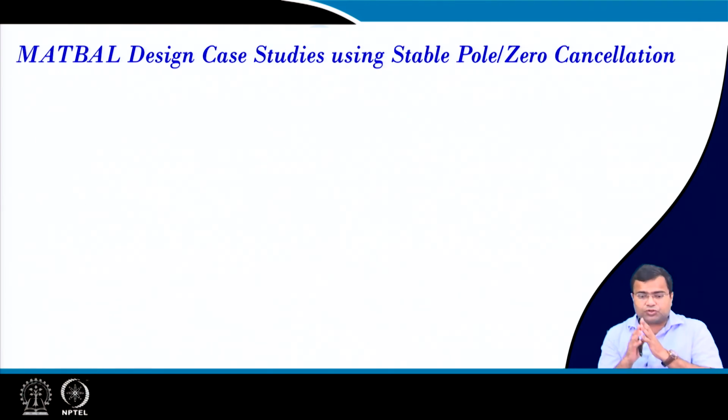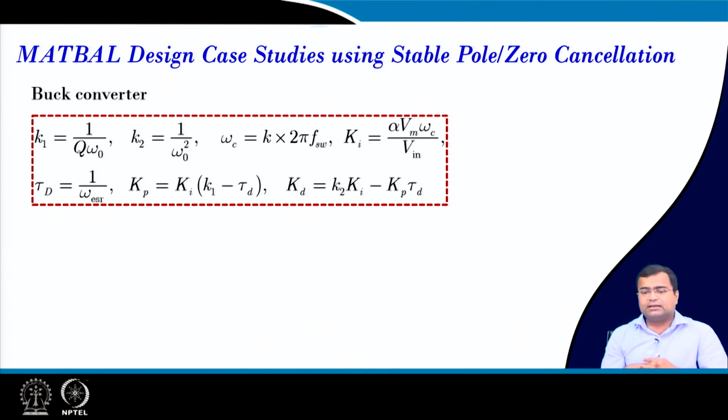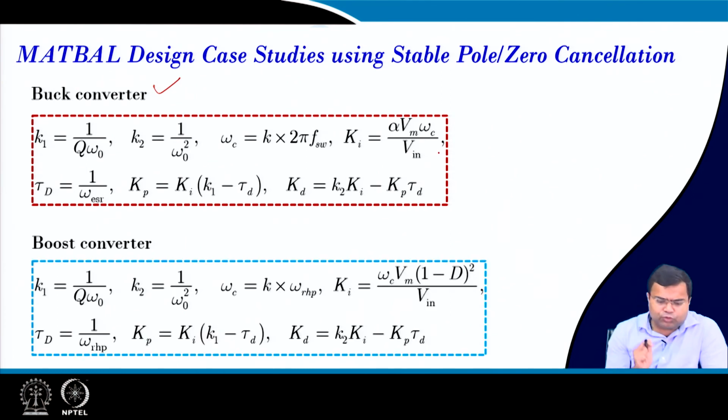So we want to show a MATLAB design case study using stable pole cancellation, and for the buck converter we have already shown the case study. These are the design summary. For the boost converter, we may not want to go by this method, we can, but we want to go by the alternative method.